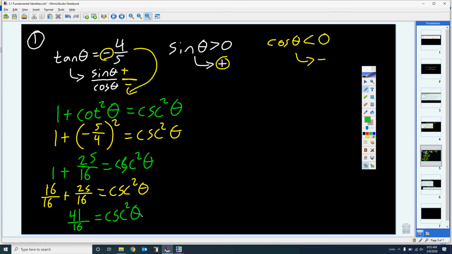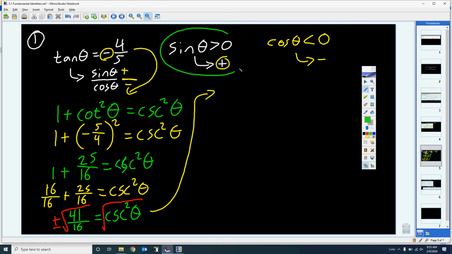Well, I want to find out what cosecant is, so I just need to take the square root. Whenever I take a square root, I put plus or minus in front. But we're going to actually figure out which one it is. Is it plus or is it minus? Well, up here, we know that sine is positive, and cosecant is just the reciprocal of sine. Well, when I do the reciprocal, I don't change the sign, so the reciprocal has to be the same sign. So if sine's positive, cosecant also has to be positive.